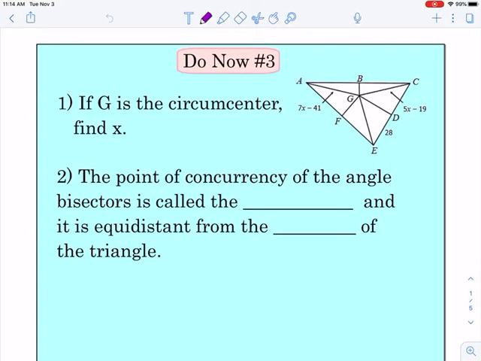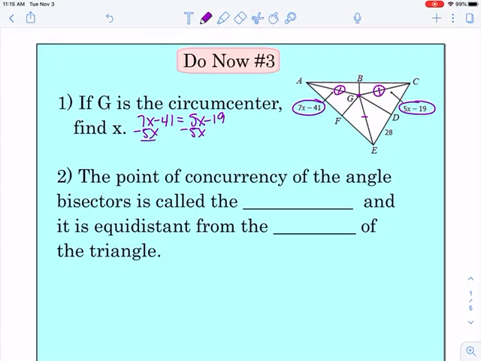For do now number 3, if G is the circumcenter, we want to find X. And again, if G is the circumcenter, it is equidistant from the vertices of the triangle, which means this piece, and this piece are all congruent. The only two that I care about in this case are this one and this one. So if AG is 7x minus 41 and GC is 5x minus 19, those two things have to be equal to each other. So we'll set 7x minus 41 equal to 5x minus 19, and then we'll solve.